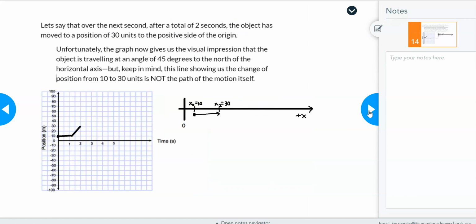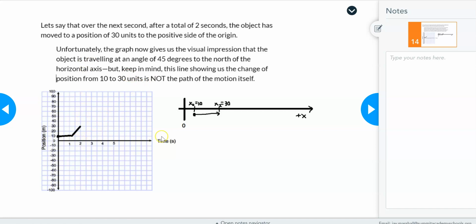Now let's say over the next second, after a total of 2 seconds, the object has moved to a position of 30 units on the positive side of the origin, and that's indicated here at 2 seconds. My position is at 30 meters to the positive side of the origin. Unfortunately, the graph now gives us the visual impression that the object is actually traveling at an angle, but this is not the path that the object is taking. This is not a graph of where the object is going. It's a graph showing us where we're at a certain amount of time, but it's not the actual path that the object is following.